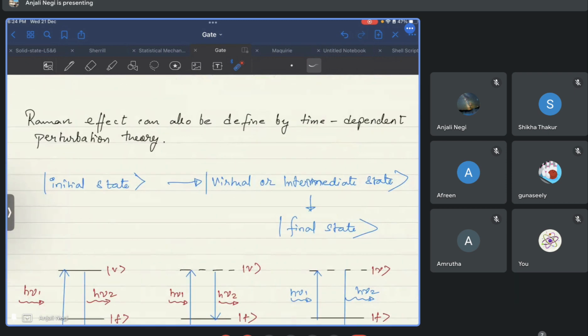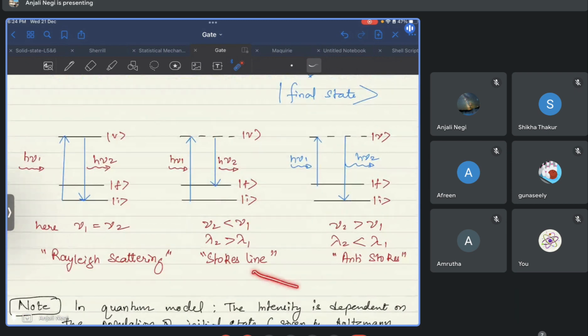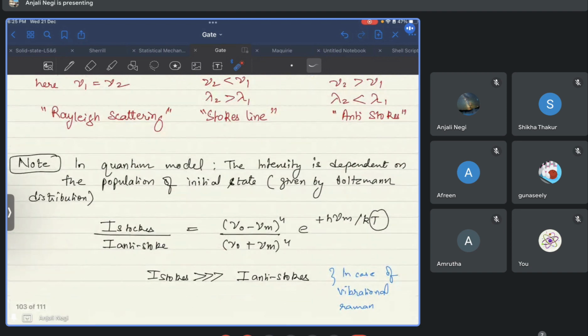And that's why, from this particular diagram, the intensity of the Stokes line is much higher in comparison to the intensity of the anti-Stokes line, which is the excitation from some higher energy state than the ground state. Okay, so this is for the vibrational Raman spectra.